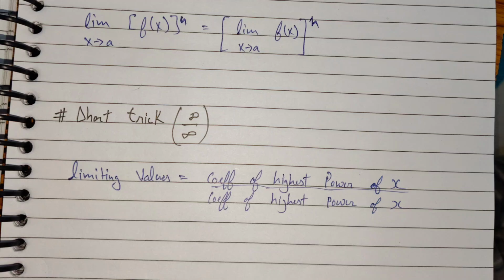Now, guys, we talk about some short tricks for when we get a function of the form infinity by infinity. We use this formula and trick to find the limiting value. Firstly, we find the coefficient of the highest power of x in the numerator, and then the same in the denominator. Then we divide both, and we get our limiting value.